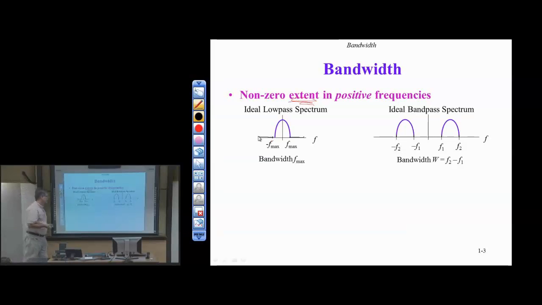For the ideal bandpass case, it's very similar. We also assume idealism here. We assume that between the spectral clustering that I have shown here, the frequency content is identically 0. So we have content from F1 to F2 and a mirror image between minus F1 and minus F2. In this ideal case, it's pretty easy to find the bandwidth. It's just the difference between F2 and F1. It's the bandwidth in hertz.